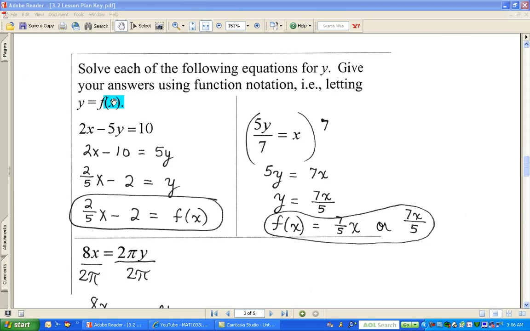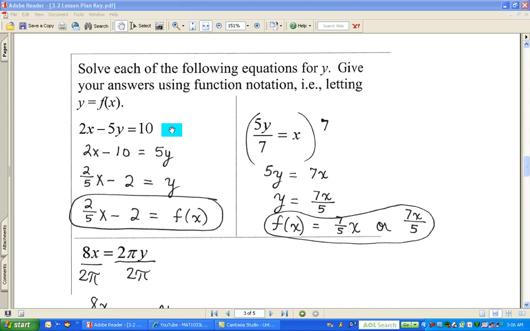Now, a very important thing to remember. Y is the output of a function. X is the input. Another name for y is sometimes called f of x. F is a traditional name for a function. So in general, when I ask you to write something in functional notation, you're going to do two things. You're going to solve the equation for y, which is output, and then at the end of the problem you're going to rename y as f of x, which is another name for y.